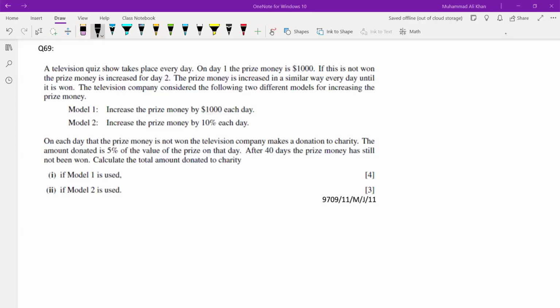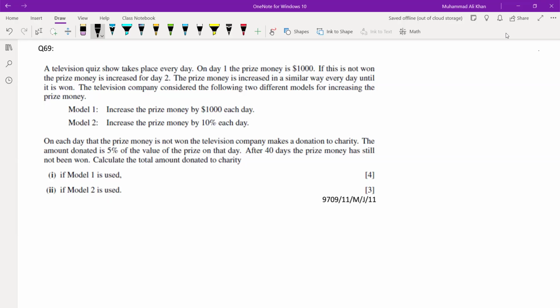Okay, students. Now this is a May June 11 paper 12 question. A television quiz show takes place every day. On day 1, the prize money is 1000. If this is not won, the prize money is increased for day 2. The prize money is increased in a similar way every day until it is won. The television company considered 2 models. Model 1, prize money increment is $1000 each day, and model 2 is a 10% increment each day.